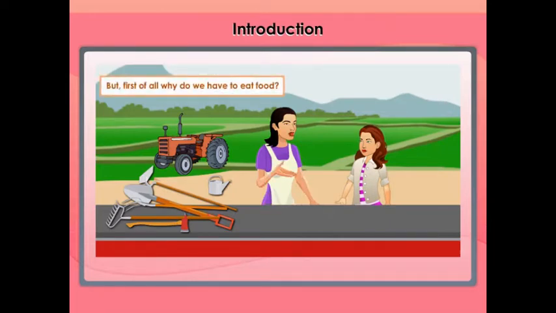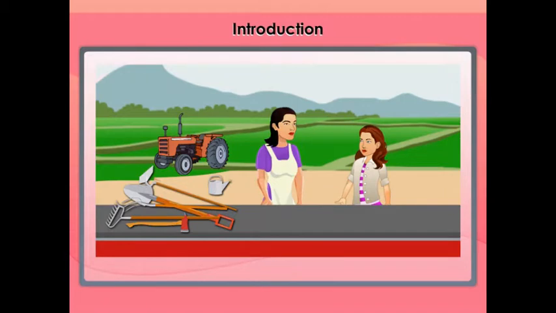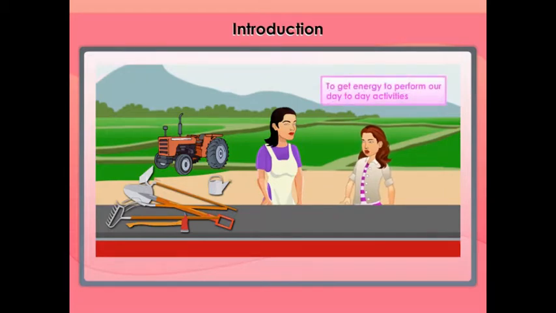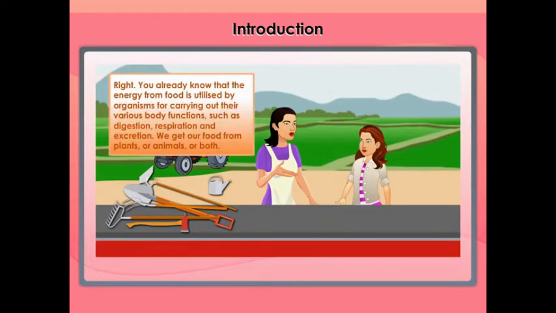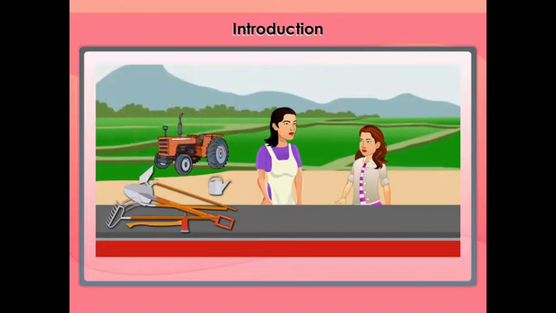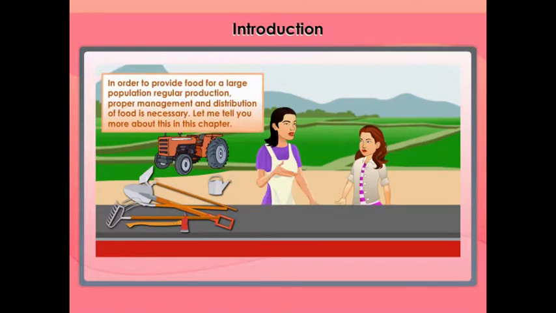But first of all, why do we have to eat food? To get energy and to perform our day-to-day activities. Right. You already know that the energy from food is utilized by organisms for carrying out the various body functions such as digestion, respiration, and excretion. We get our food from plants or animals, or both. Yes, I've read about it. In order to provide food for a large population, regular production, proper management, and distribution of food is necessary. Let me tell you more about this in this chapter.